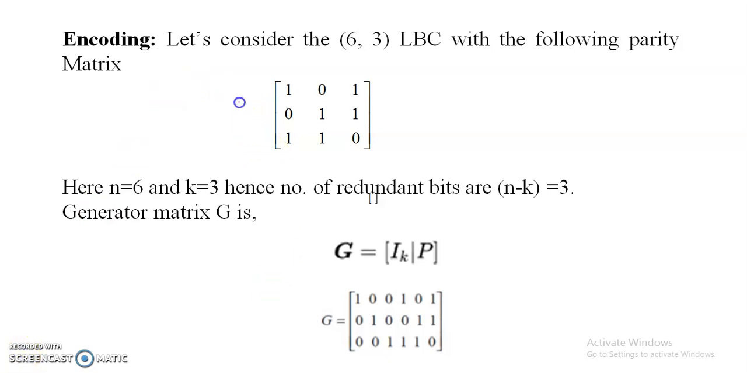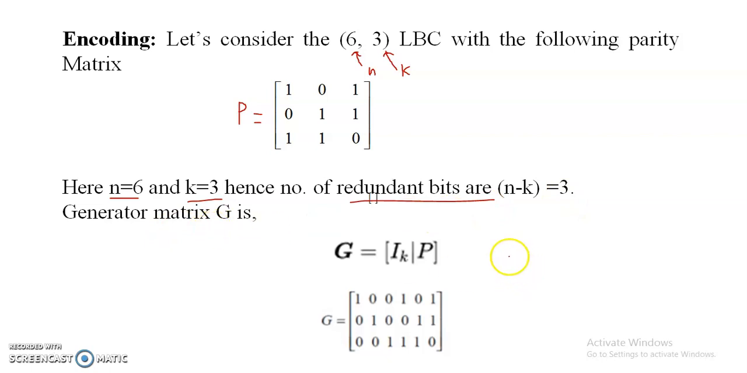P is equal to this given matrix, the parity matrix. Here, 6,3 linear block code means this is the value of n and this is the value of k. So here the value of n is equal to 6 and the value of k is 3. Therefore, the number of redundant bits is n minus k, that is equal to 3.